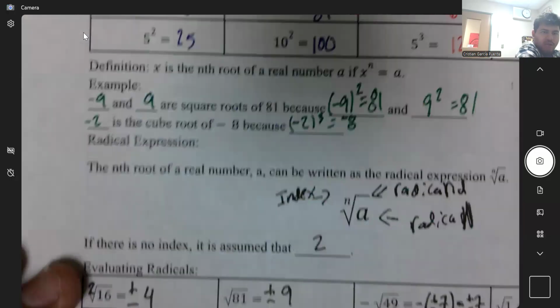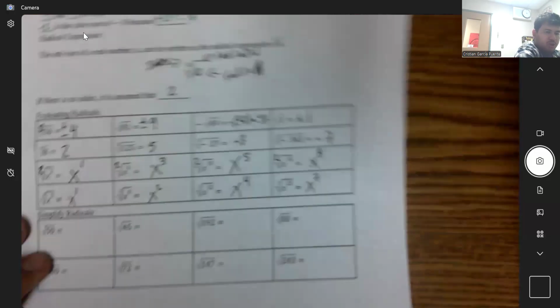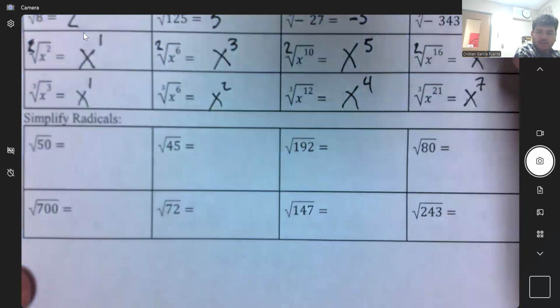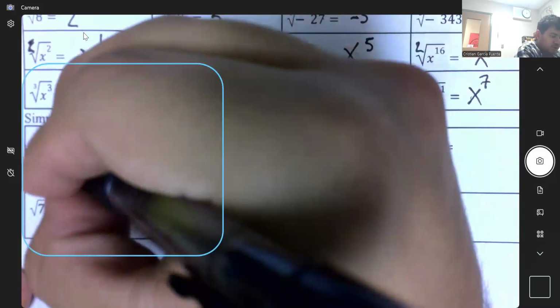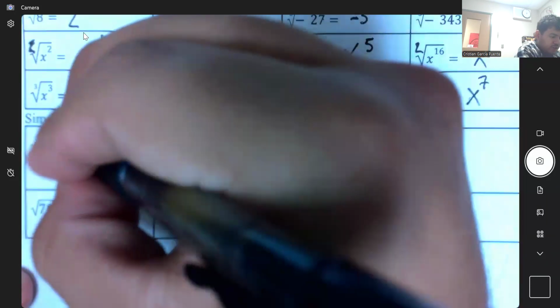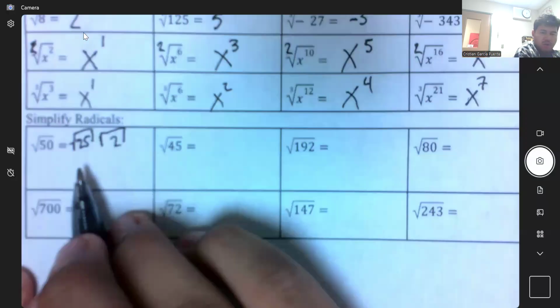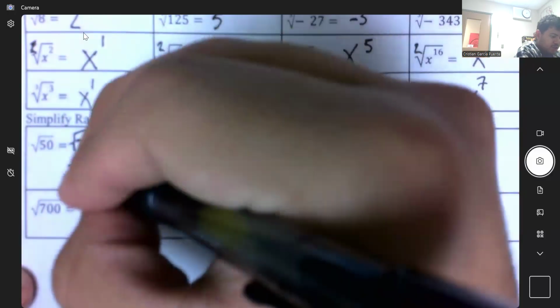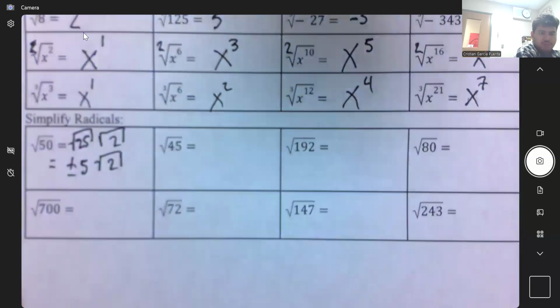So the biggest one we had was 25. So what you're going to do is go back here and rewrite the square root of 50 as 25 times something. So 25 times what gives you 50? 25 times 2. So you go 25 and 2. But what's the square root of 25? That's just plus or minus 5. And then the square root of 2, you leave how it is. And that right there is your answer.